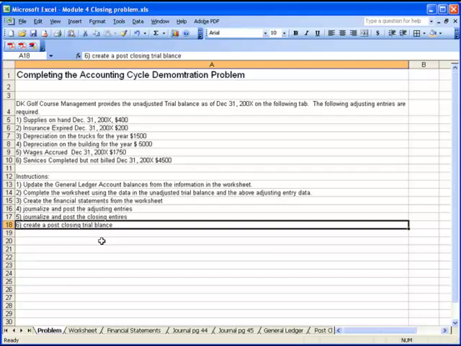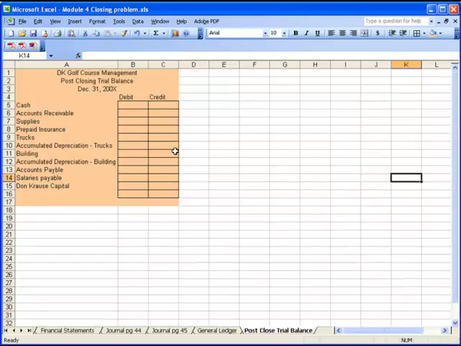It's just like the other trial balances we've done. It's a matter of when we do it, and we do it after the closing process. You'll see here I've created a template. I've got the heading in here, and notice that we only have permanent accounts left to populate our post-closing trial balance, because all of our temporary accounts have been zeroed out. So we have balances in our asset accounts, in our liability accounts, and in our capital account.